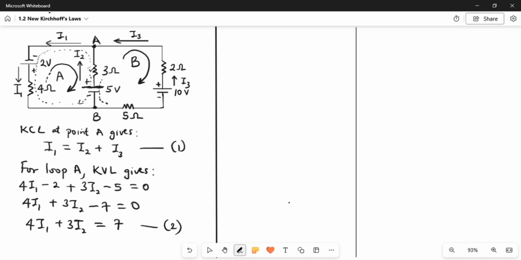So I say for loop B, Kirchhoff's voltage law gives 5. Getting to this component, I2 is the current moving through this 3 ohm resistor, and our clockwise direction is in the same direction as this current. So we say the potential drop here with respect to loop B is going to be negative. So we say -3i2.